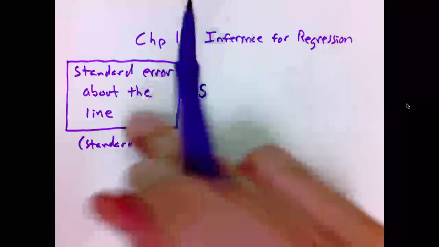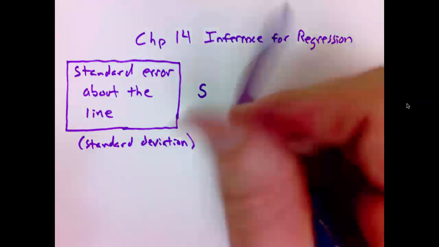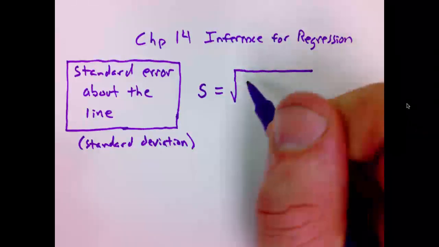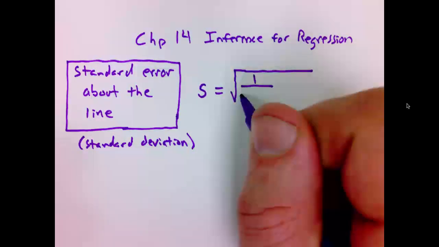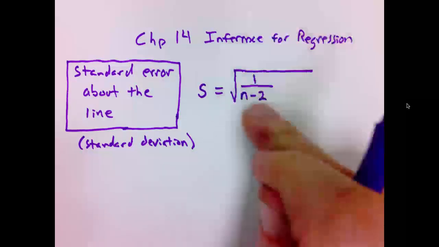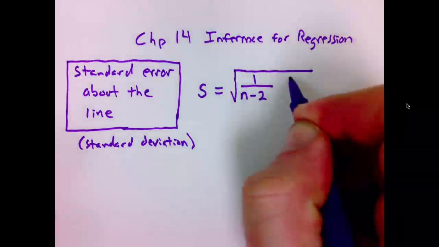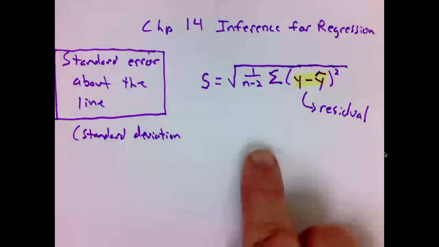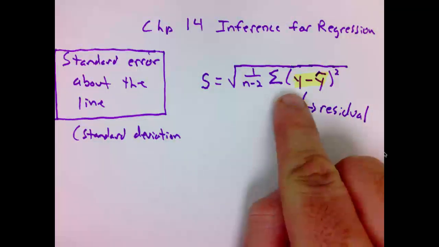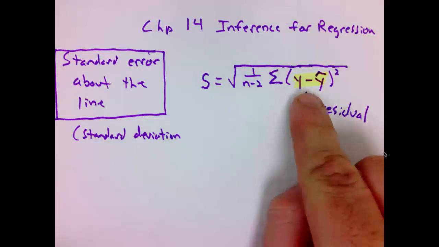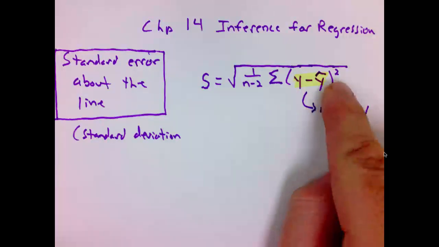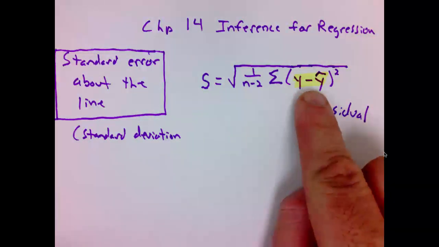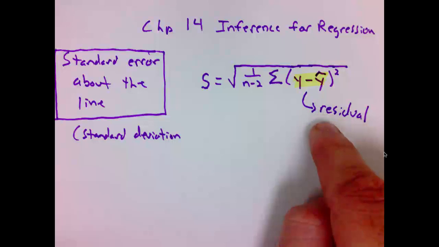All right, standard error about the line. This S is going to be equal to the square root of 1 divided by n minus 2, that is 2 less than the sample size, times the sum of y, open parentheses y minus y hat, close parentheses quantity squared. Hopefully you remember from Chapter 3 that this quantity y minus y hat is the residual.